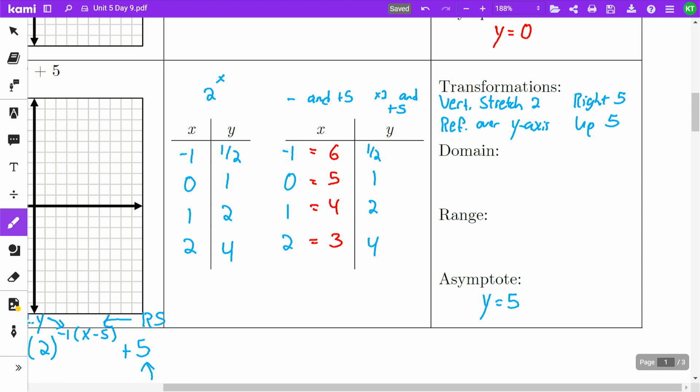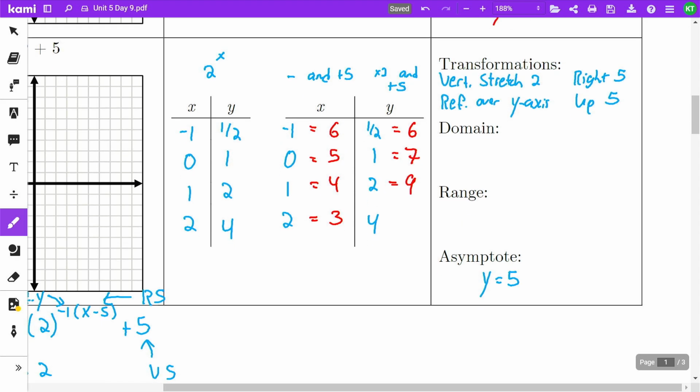On my y values, I'll multiply by 2 first, and then I'll add 5. So 1/2 times 2 is 1, plus 5 is 6. 1 times 2 is 2, plus 5 is 7. 2 times 2 is 4, plus 5, which gives me 9. And then 4 times 2 is 8, plus 5 is 13.